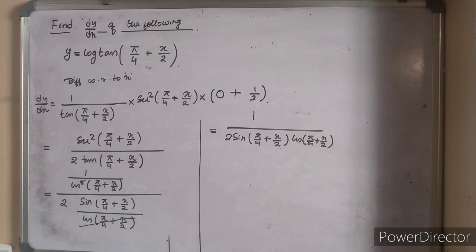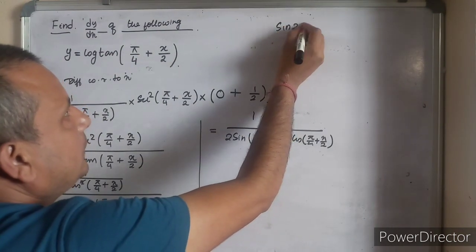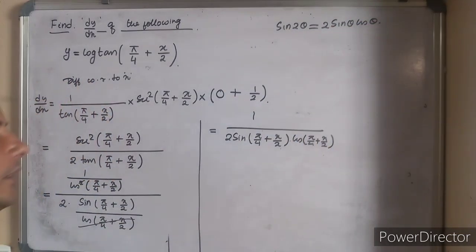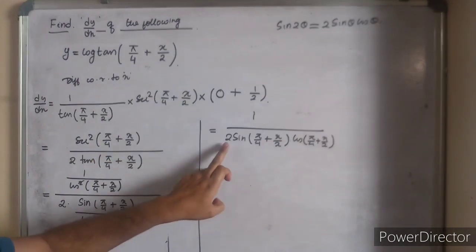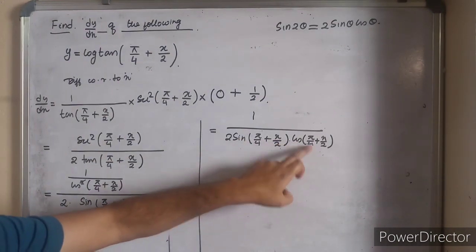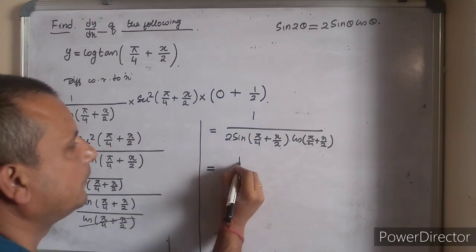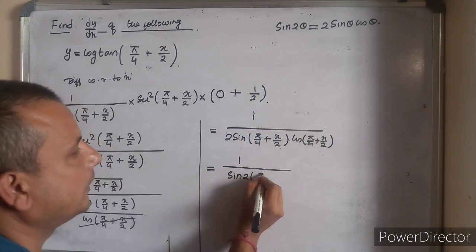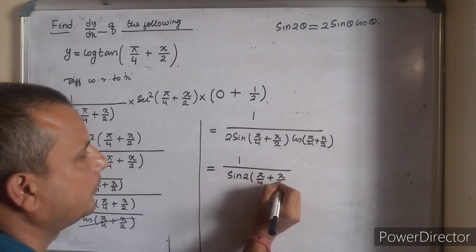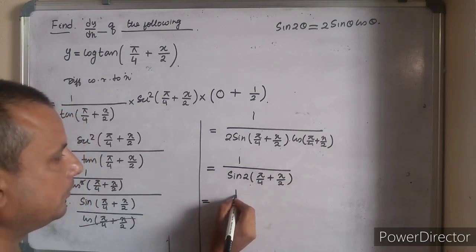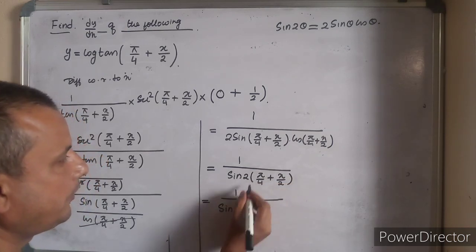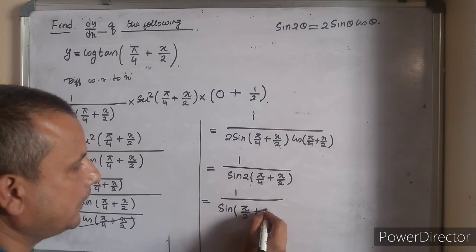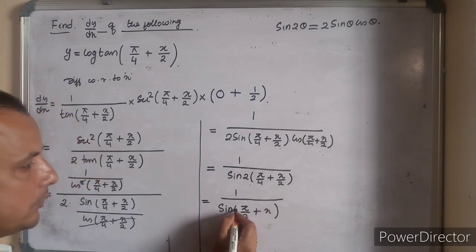Now there is one formula in multiple angle class 11, that is sine 2 theta is equal to 2 sine theta cos theta. Now it is in terms of this right hand side form. So 2 sine theta cos theta means sine 2 theta. Now multiply these two quantities: 1 over sine of 2 times, pi by 4 into 2 is pi by 2, plus x. This is 90 plus x. This is 1 into 90.